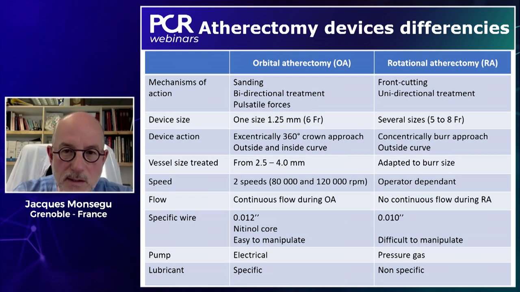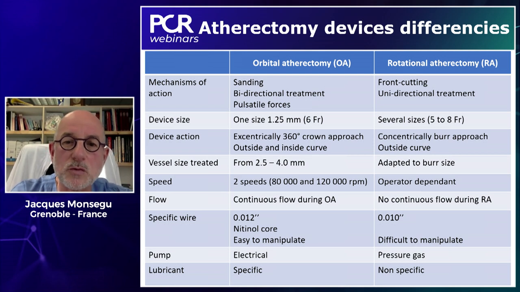So it's a setting just around the vessel with an action outside of the wall and inside of the curve of the wall. Totally different with the rotablation. The vessel size that you can treat: as Miroslav mentioned previously, from 2.5 to 4 millimeter vessel with orbital, and of course in rotational atherectomy, it's adapted to the burr size.